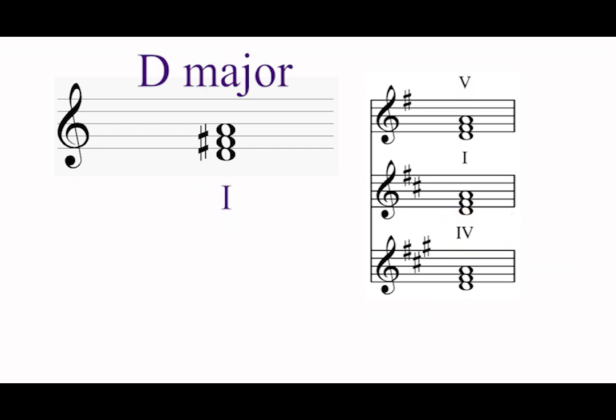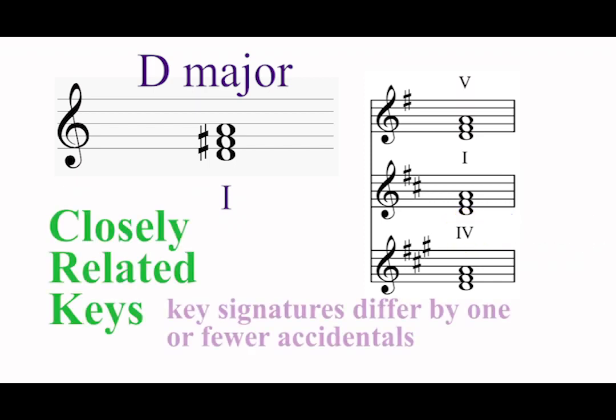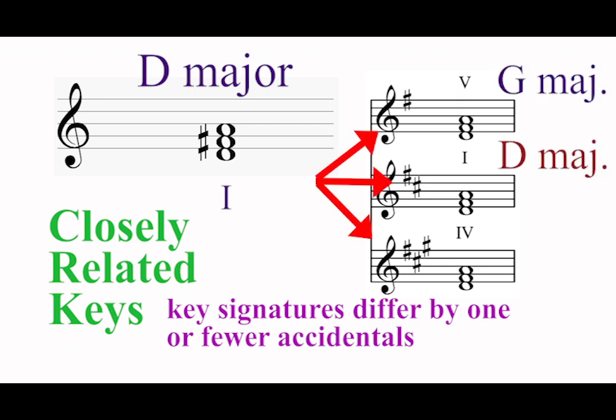We find these common chords in what we call closely related keys. These are simply keys whose key signatures differ by one or fewer accidentals. You'll notice that when we compare D major to G major and A major, there's only one accidental that separates their key signatures. This means they are all closely related.